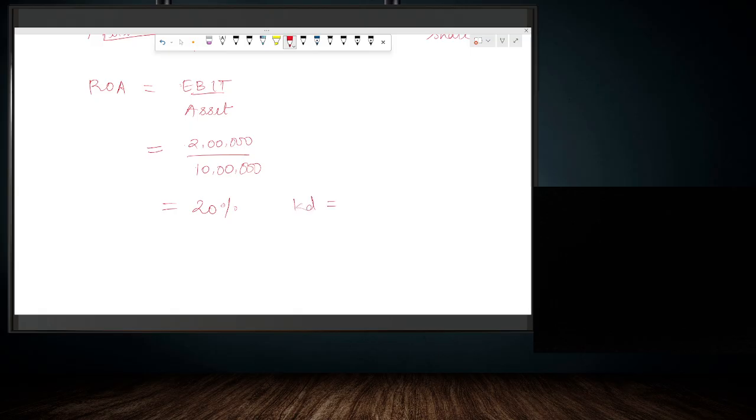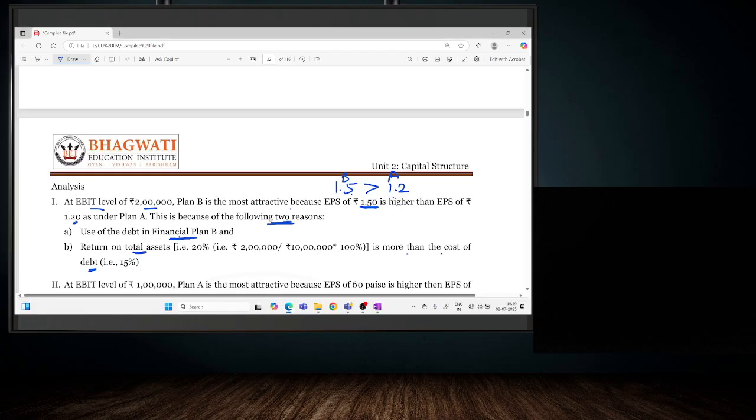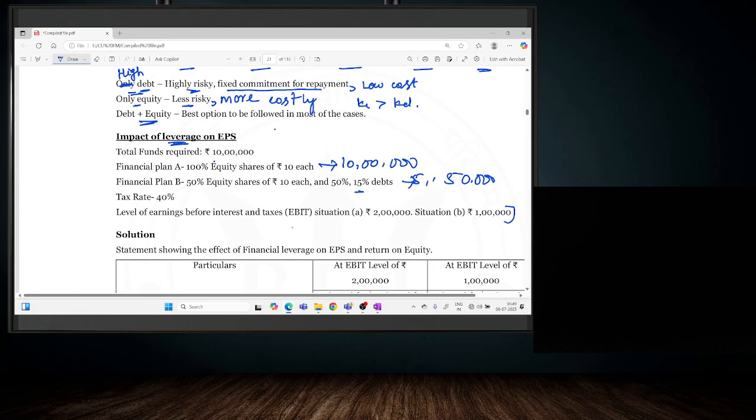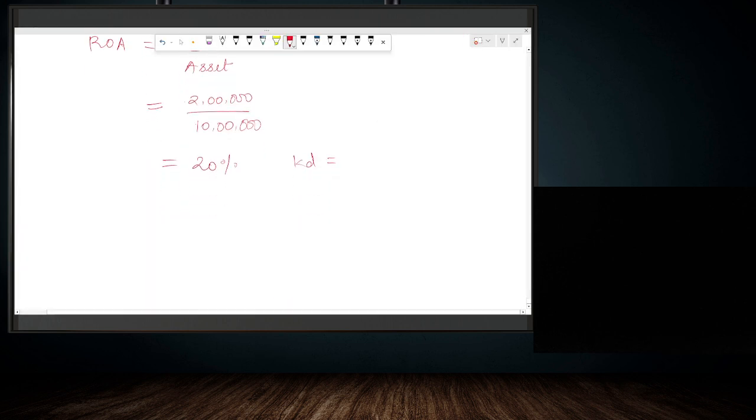So return on asset of the company is 20%, but what is their cost of debt? KD is how much? Look at the question. KD is only 15%. So cost of debt is only 15%, but return on asset is 20%. So return on asset is greater than cost of debt. In such a situation, it is better to use debt in the capital structure. So the first point that we need to understand here is, if return on asset is greater than cost of debt, it is beneficial to use debt in the capital structure.